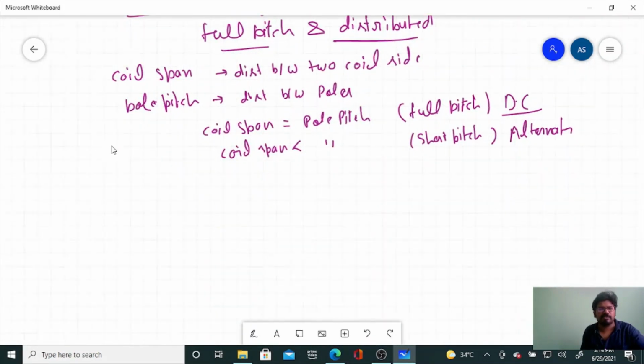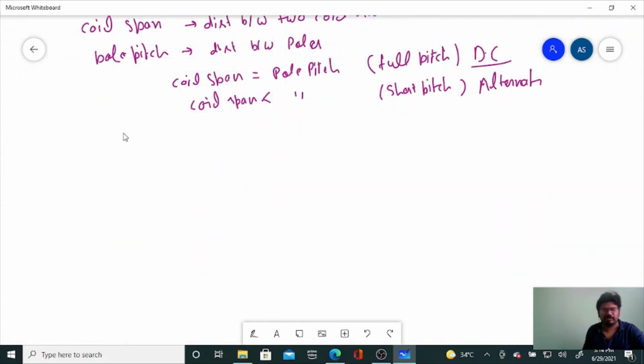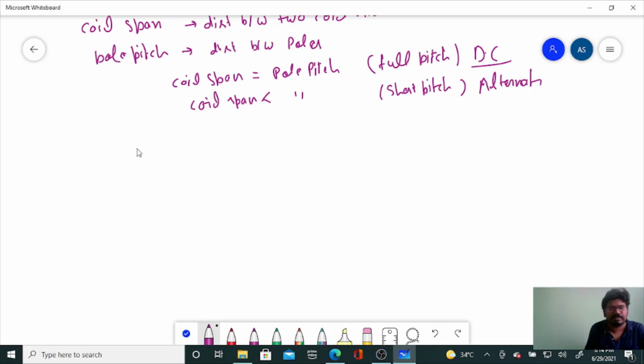We generally use two types of winding. The first is lap winding, and the second is wave winding. These are the two types of winding we use in DC machines.